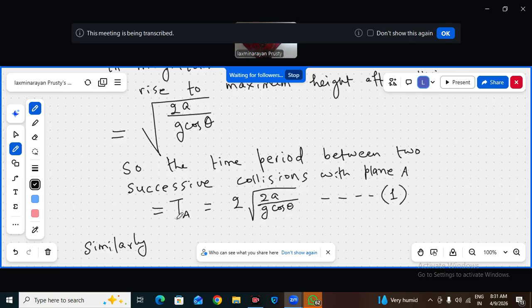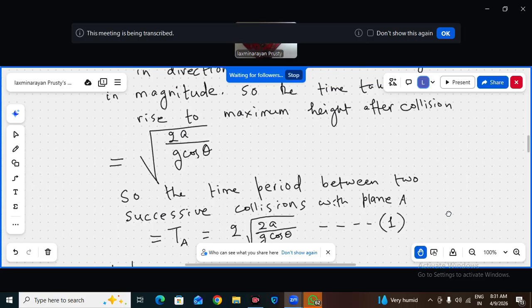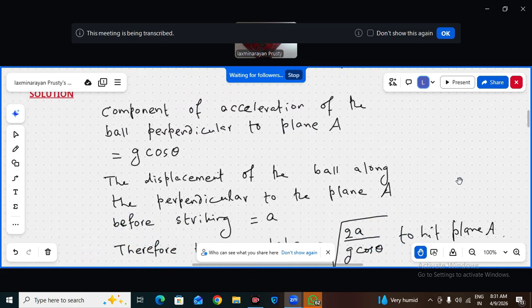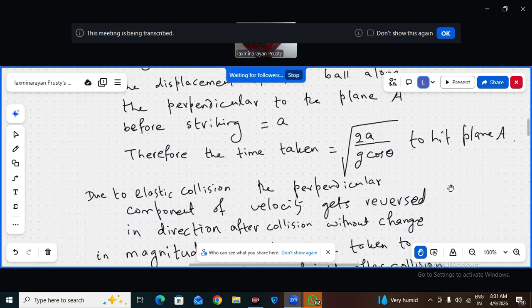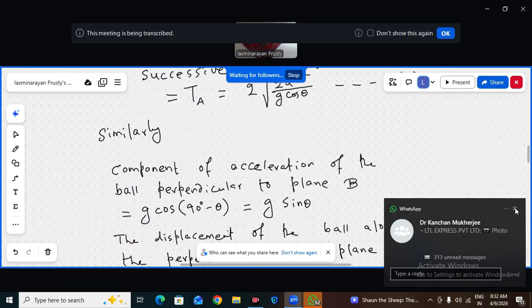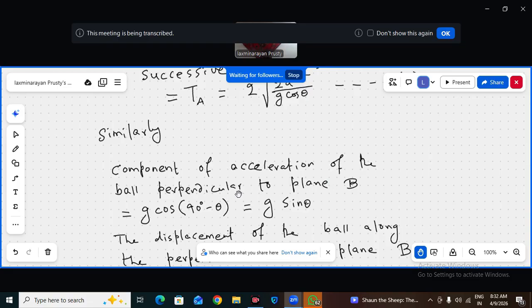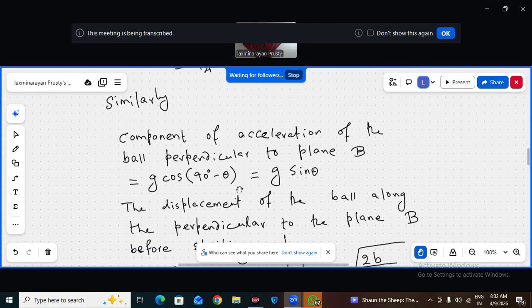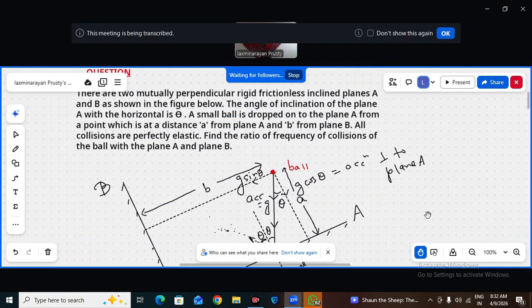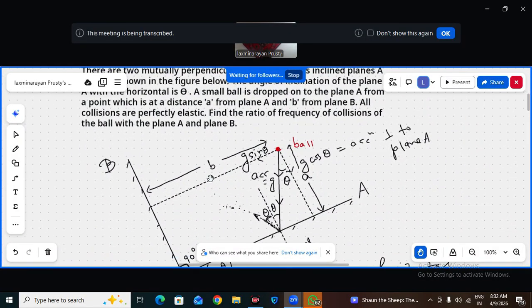Okay, that is equal to TA, that is 2 times root over 2a by g cos theta. This is clear? So similarly, this is for A. Okay, so similarly, component of acceleration of the ball perpendicular to plane B, that is g cos (90 minus theta) or g sin theta. This is what I have written. And the displacement along the perpendicular to plane B is b, small b only.